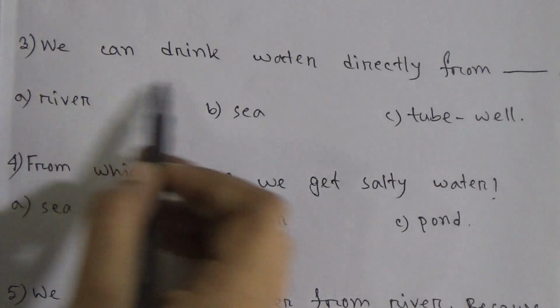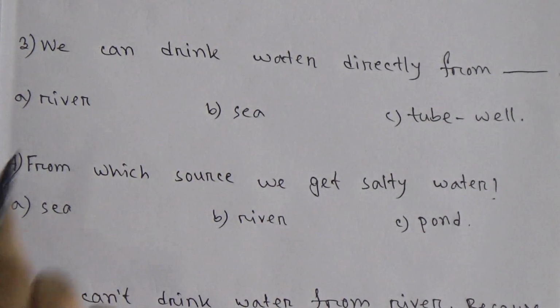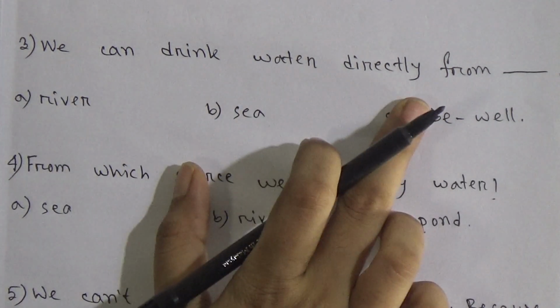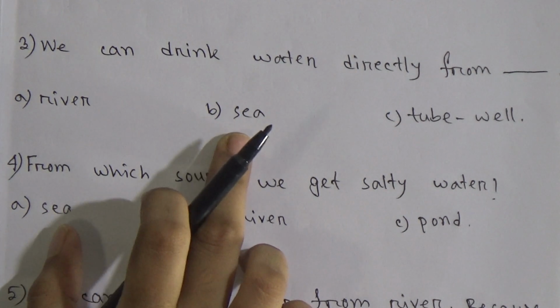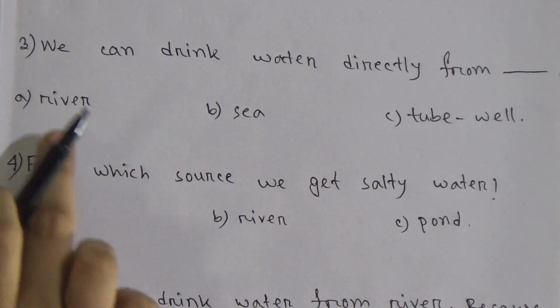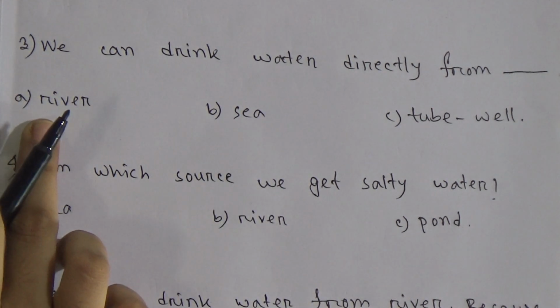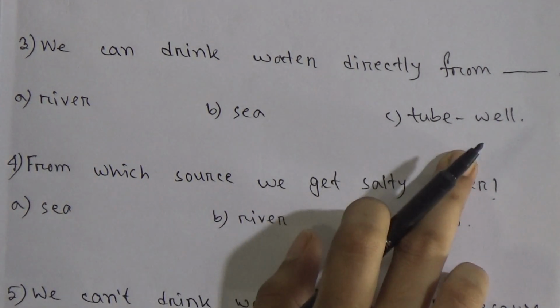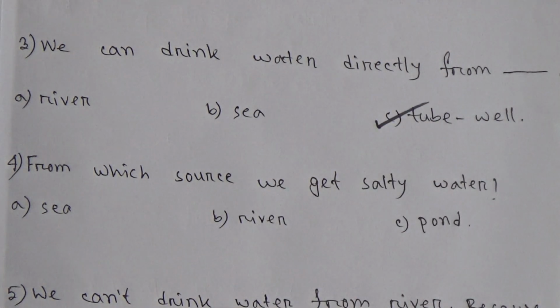Number 3, we can drink water directly from river, sea, tube well. We can drink water directly. That means from sea, as the water is salty, we cannot drink directly, and from river, as the water is not pure, that means it is dirty, so that is why we cannot drink that type of water. But from tube well, we can drink water directly.